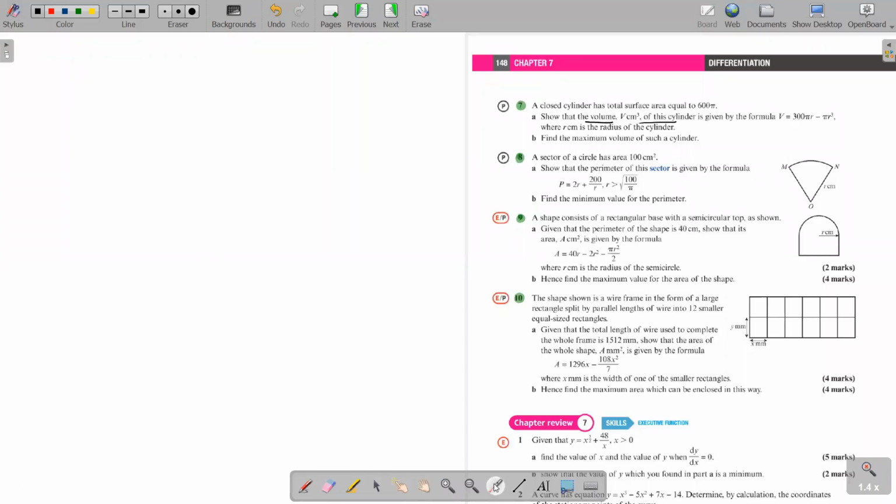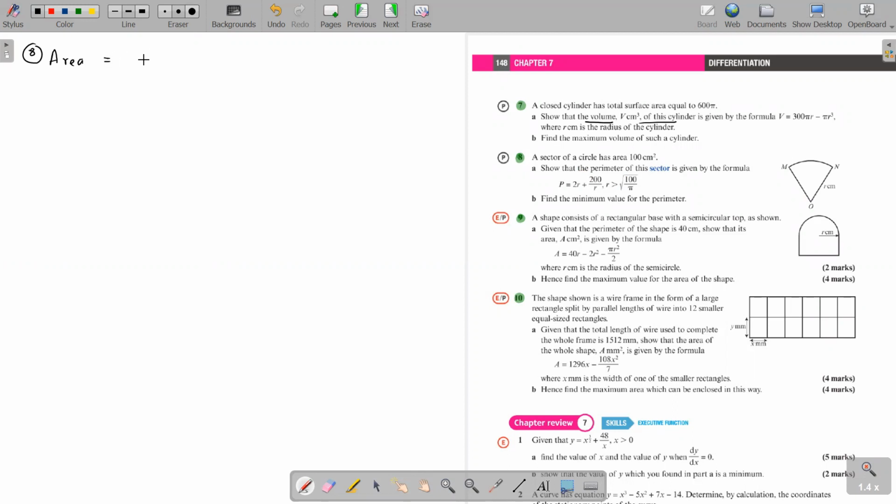Okay, so now let's move on to question number 8. A sector of a circle has area 100 square centimeters. Show that the perimeter of this sector is given by this formula. Okay. So what is the equation for area of a sector? Question number 8. Area of a sector.